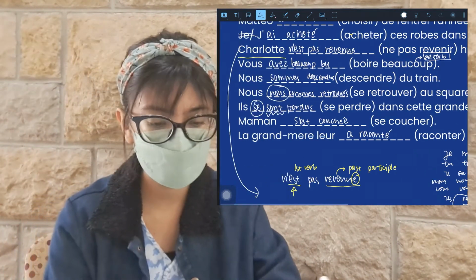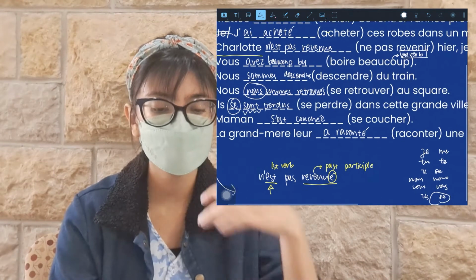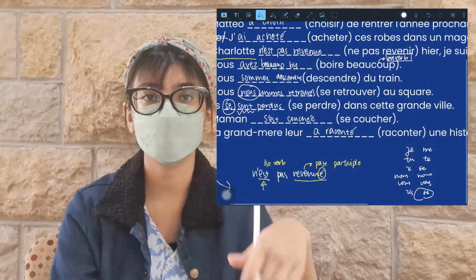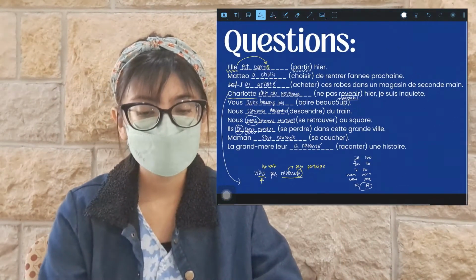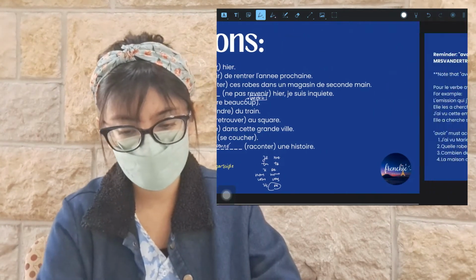A raconter l'histoire. So you don't add an extra e because here you're talking about the verb avoir. Now, I really hope this actually helped to make sense.